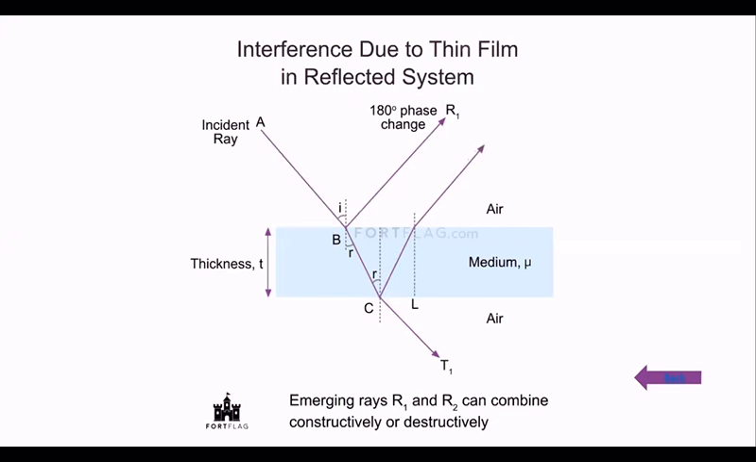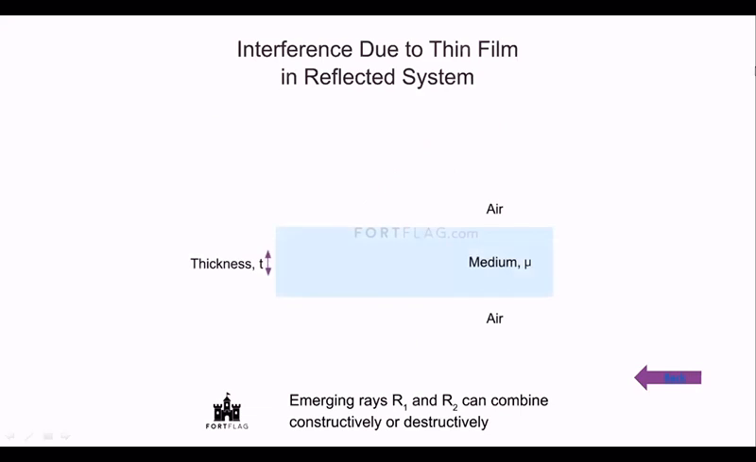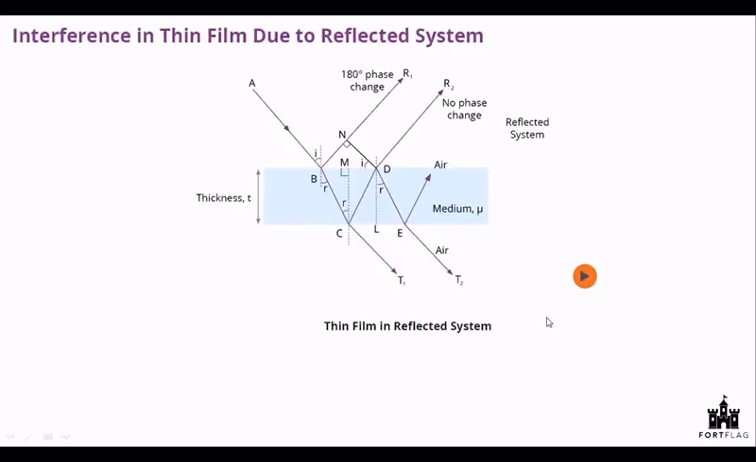So you have seen this figure, and let me now go back to our figure. Here the R1 and R2 rays interact with each other, or interfere with each other, constructively and destructively.